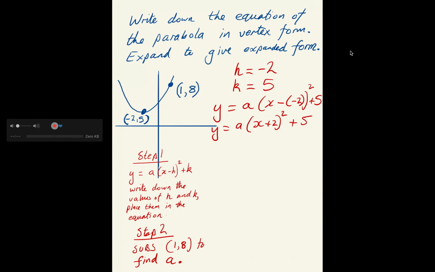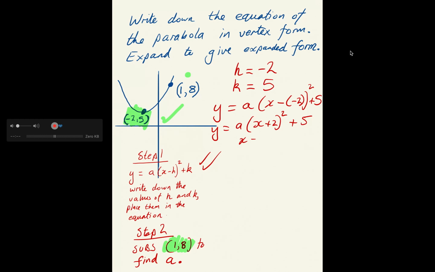Okay? Done. Step 2, substitute (1, 8). Now let's just make sure that we're substituting the right number in to find a. Have we used (1, 8) before to find anything so far? No. We've used the (-2, 5), the vertex, so we've used that, but we haven't used the (1, 8), so that's good. Let's carry on using it.